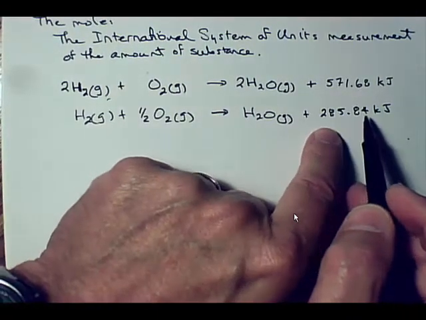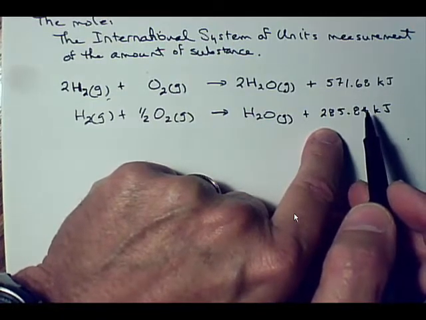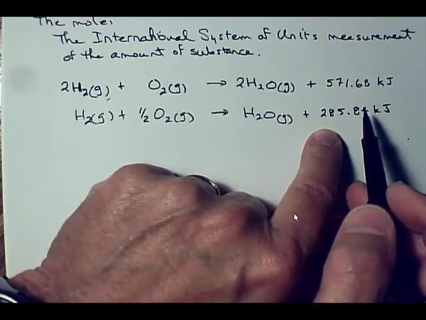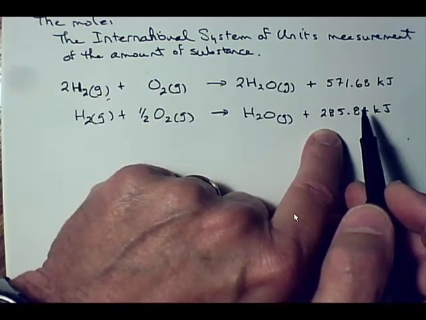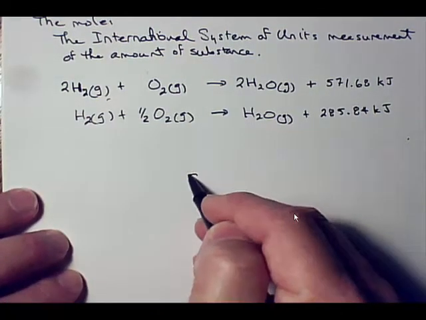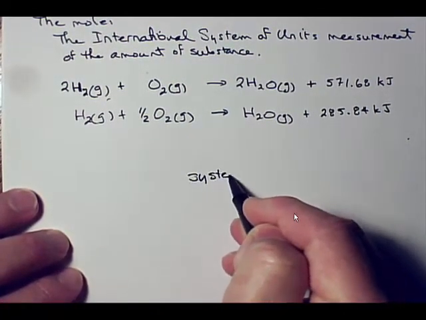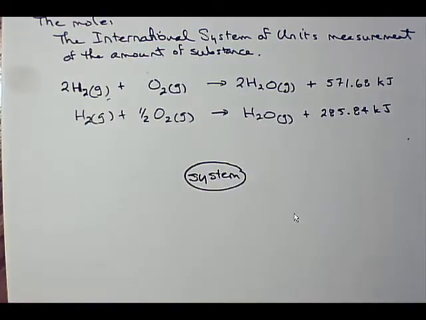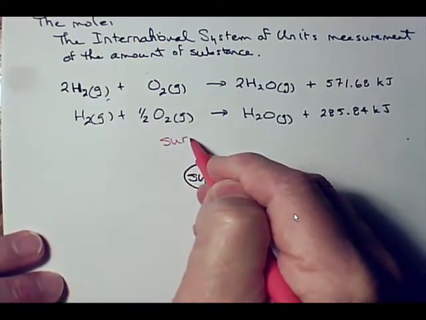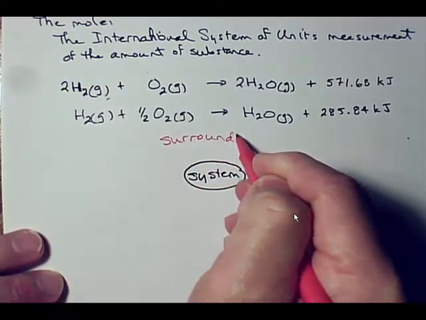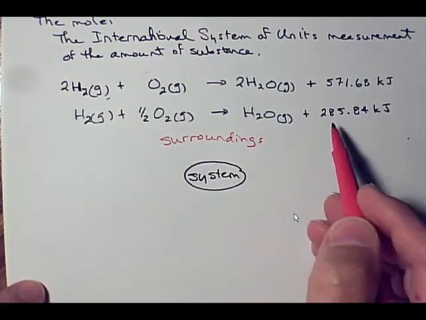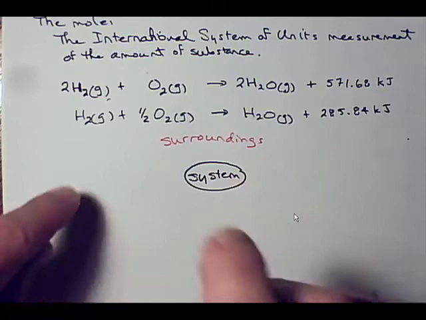So, where is this energy coming from? Well, in terms of what we talked about last week, there's the system, there's the surroundings, and all together it makes up the universe. Good. So we got the system, and anything around the system is the surroundings. And all together, all of it makes up the universe. Okay? This energy is coming from the system.